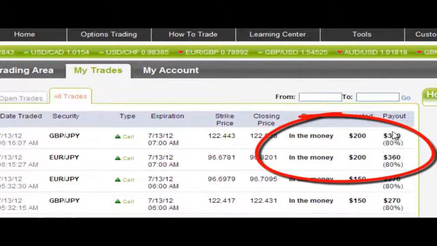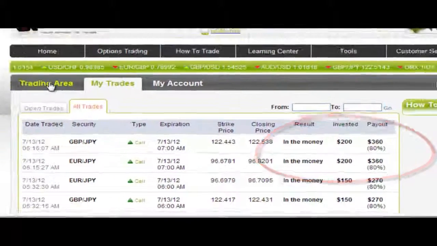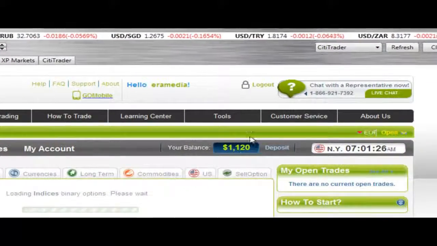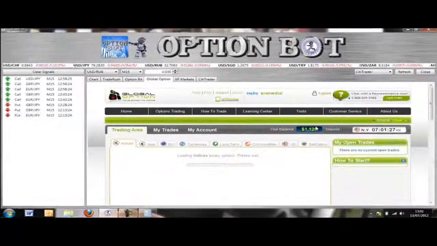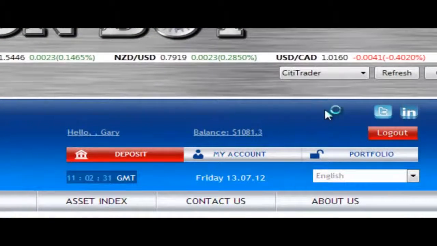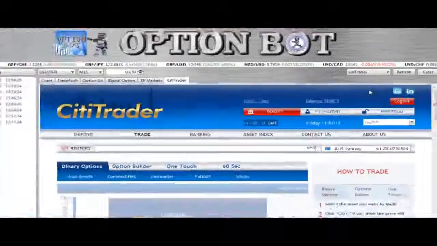Okay, so I'm back and you can see that both trades were successful. I'm showing a profit on global option, which has pushed the balance from $800 to $1,120 as you can see here. With CityTrader, I now have a balance of $1,081.30.